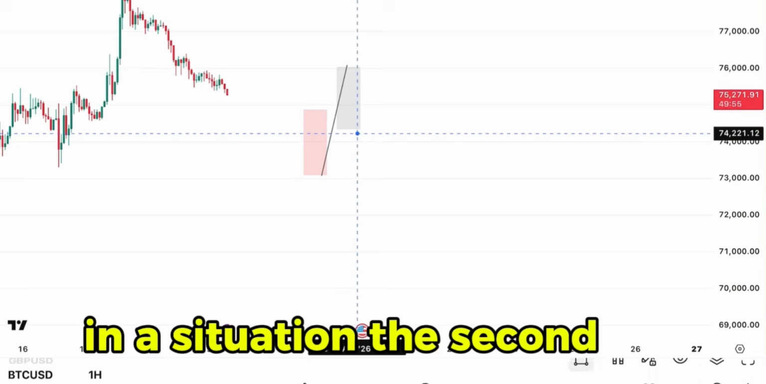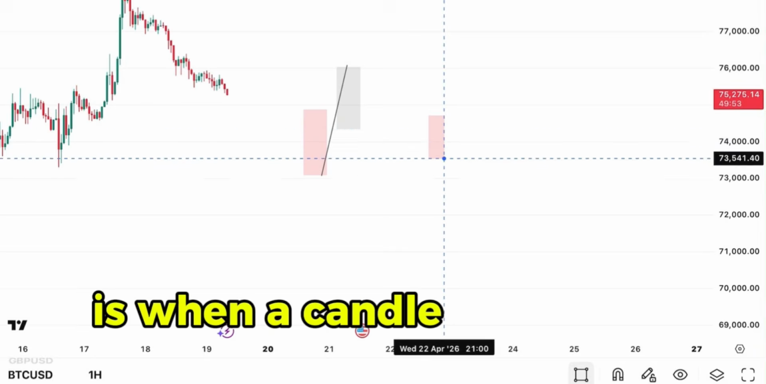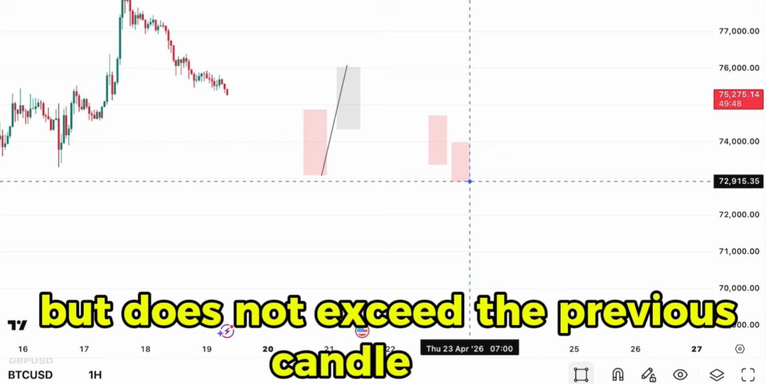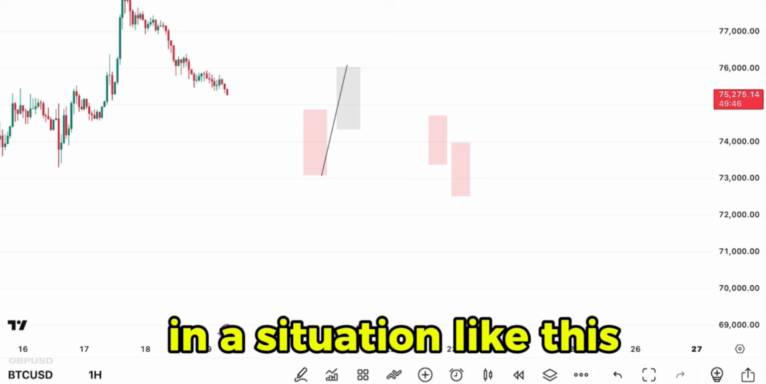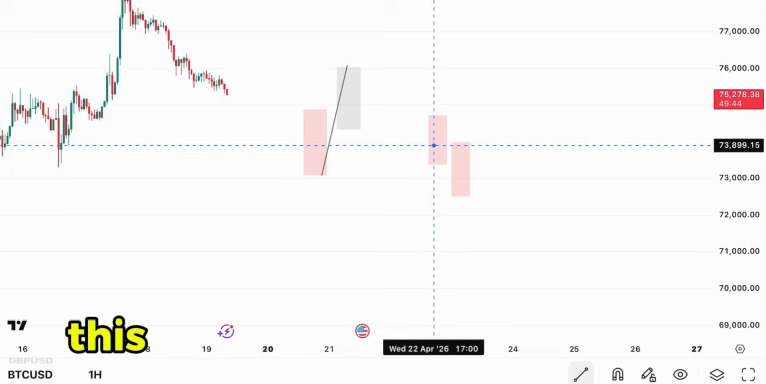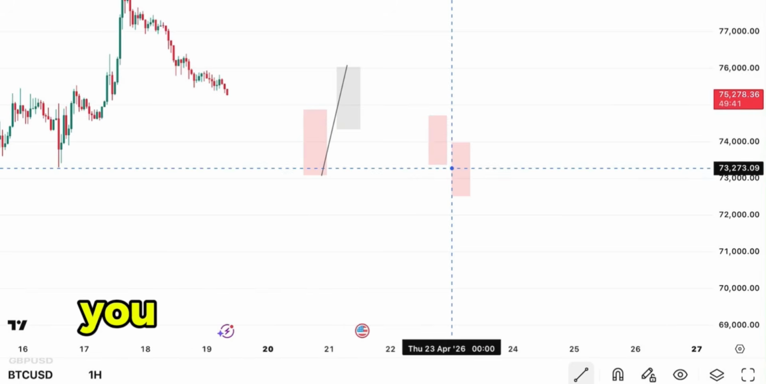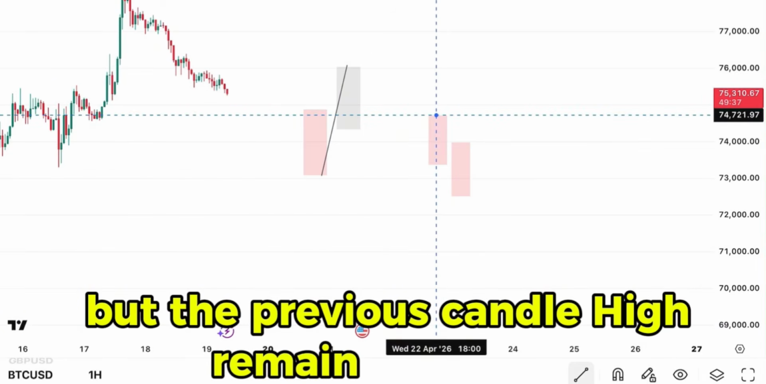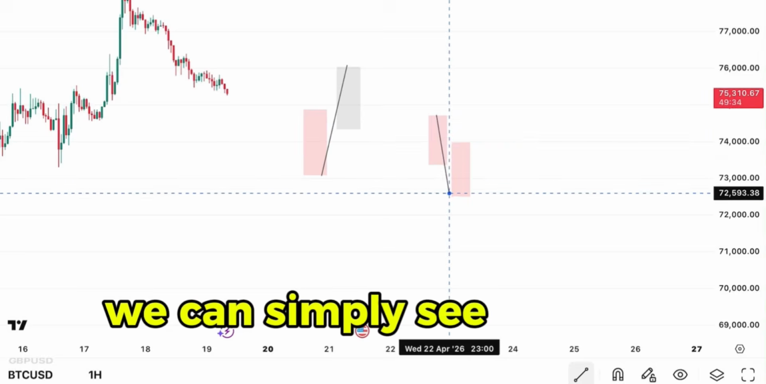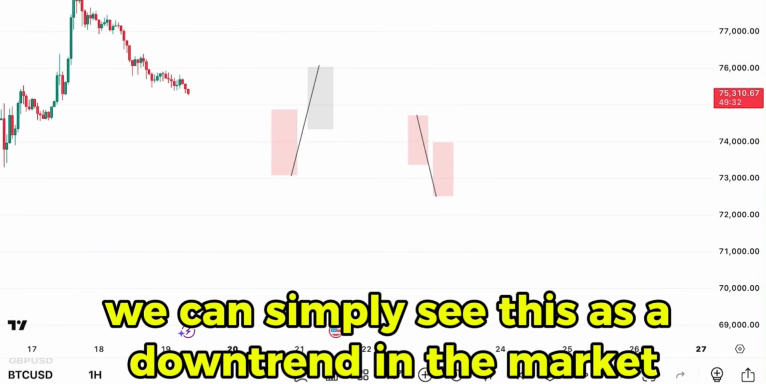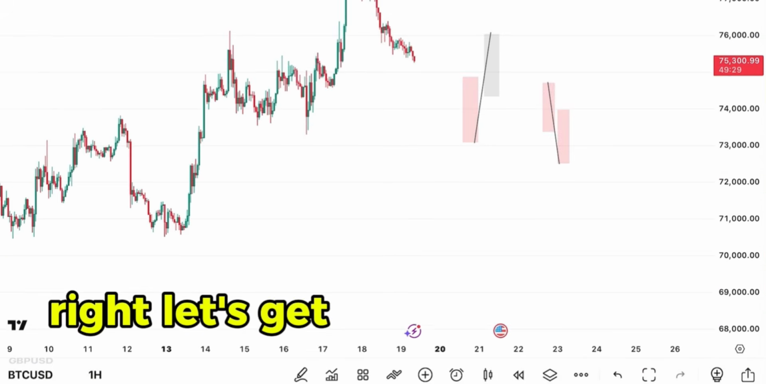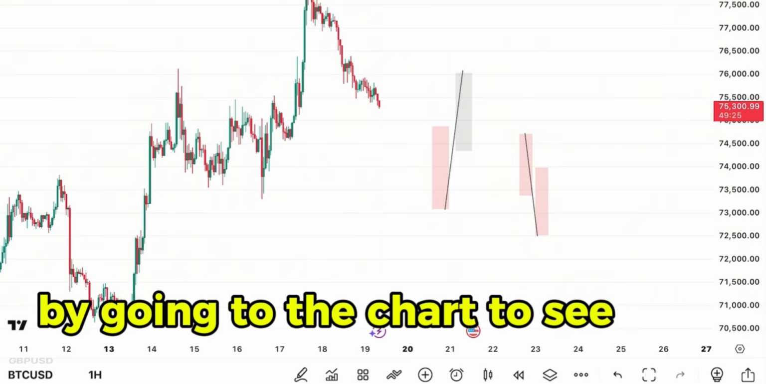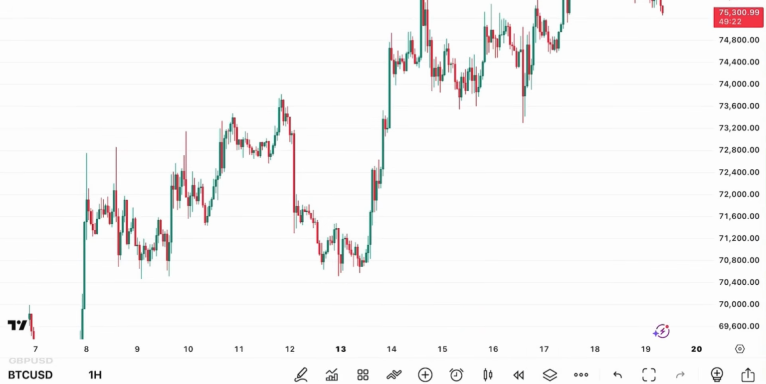The second type is when a candle exceeds the previous candle low, but does not exceed the previous candle high. In a situation like this, this is the previous candle low, this is the previous candle high. You can see that the previous candle low was broken, but the previous candle high remained protected. We can simply see this as a downtrend in the market, right? Let's get to understand this properly by going to the chart to see some of the examples.